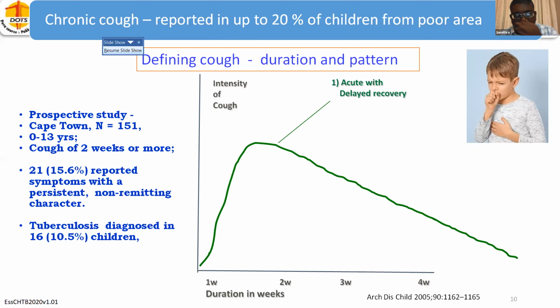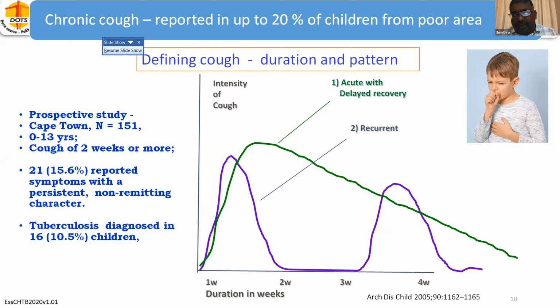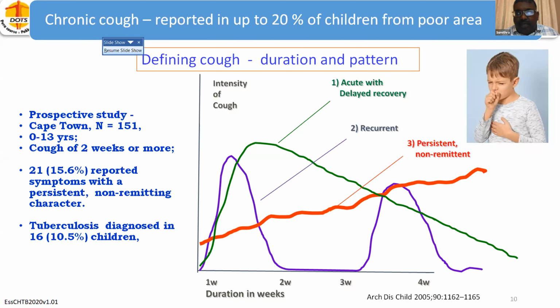Now let us see this graph. The first tracing shows that the intensity of cough increased initially during the first week, and then gradually decreased. That is acute with a delayed recovery. This usually occurs in viral infections. Now the second tracing: the intensity of the cough increases first, then comes down, and after 1 week it is again increasing. This is a recurrent type of cough, usually occurring in reactive airway disease. Now just look at the third tracing, which is constant, persistent, non-remittent, and actually increasing also.